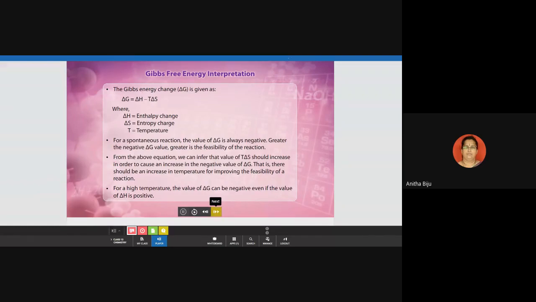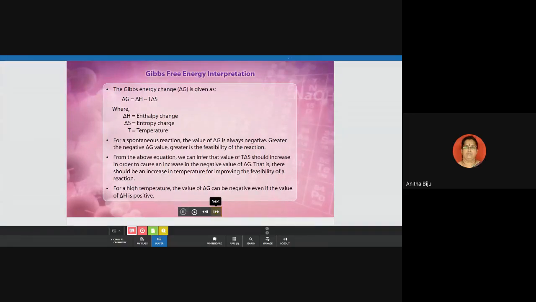Up to this it is important, try to note it down. From the above equation, we can infer that the value of T delta S would be increased in order to cause an increase in the negative value of delta G. So I will tell you there are three conditions for a spontaneous process.